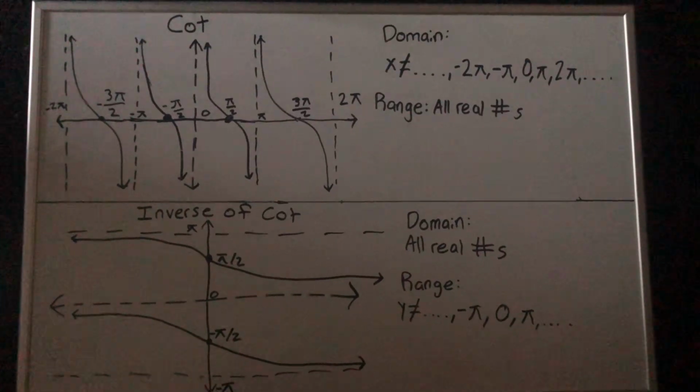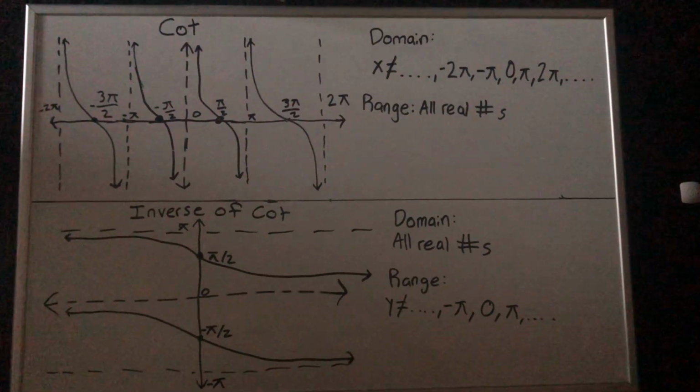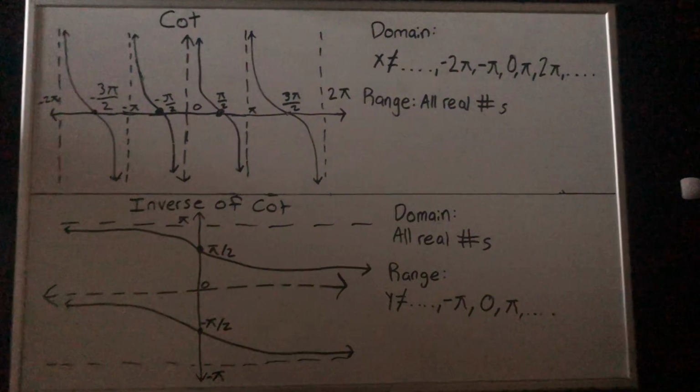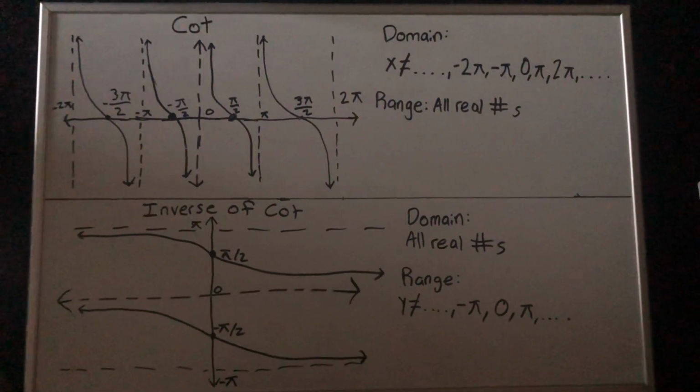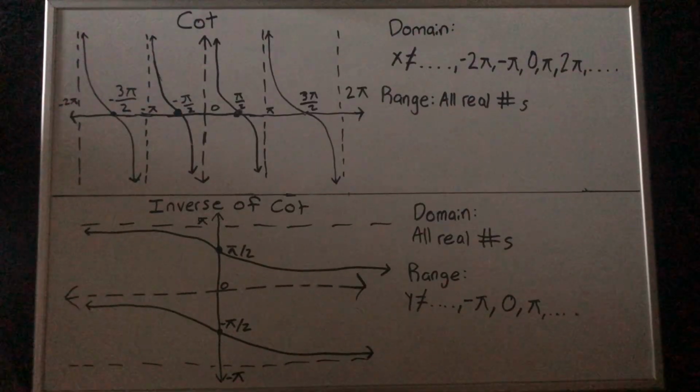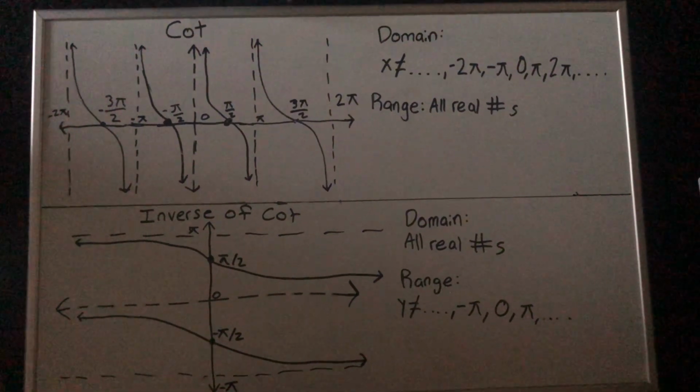The inverse of cot is like the inverse of tan, also having its domain and range switched. And this also has its vertical asymptotes now becoming horizontal asymptotes, still located at the same points though.